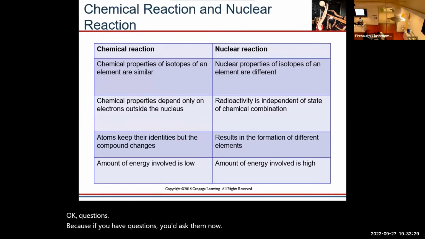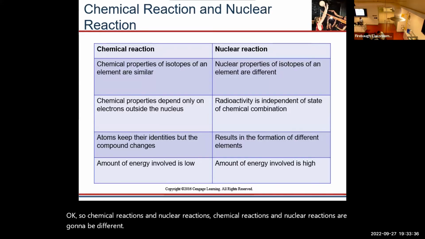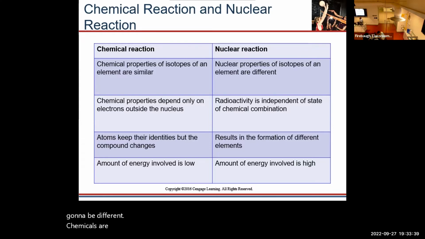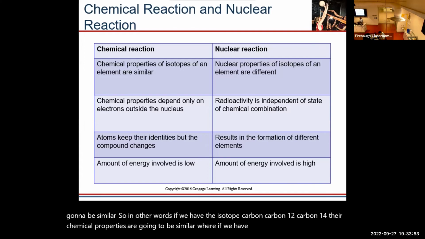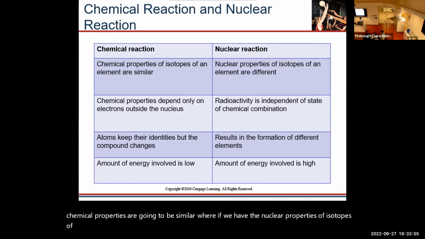Okay, so chemical reactions. The chemical properties of isotopes of an element are going to be similar. In other words, if you have the isotopes carbon 12 and carbon 14, their chemical properties are going to be similar, whereas the nuclear properties of isotopes of an element are going to be different. Carbon 12 is going to behave differently than carbon 14 in terms of the nuclear.